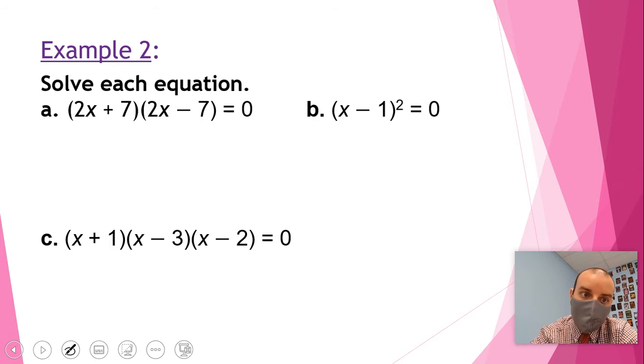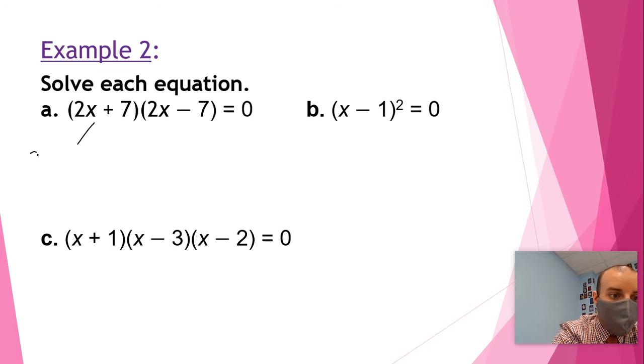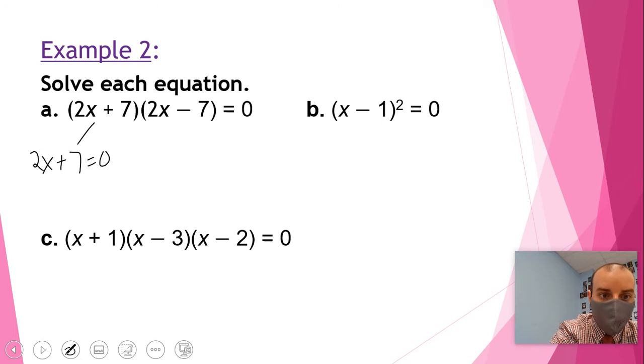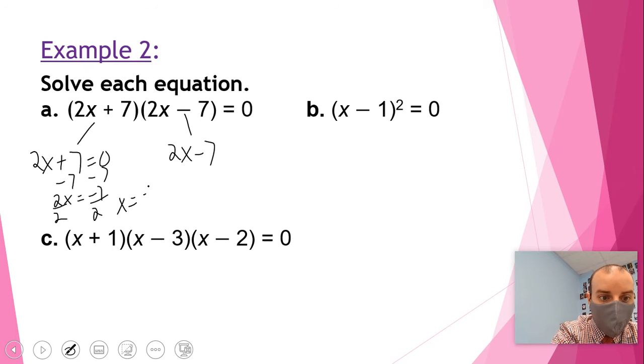Let's look at a couple more examples here. So the first one, we've got 2x plus 7 times 2x minus 7 is equal to 0. So again, set both parts equal to 0 and solve. Just a slightly more complicated example here. So we're going to subtract the 7. We're going to get 2x is equal to negative 7. Divide by 2. And you'll get x is equal to negative 7 halves.